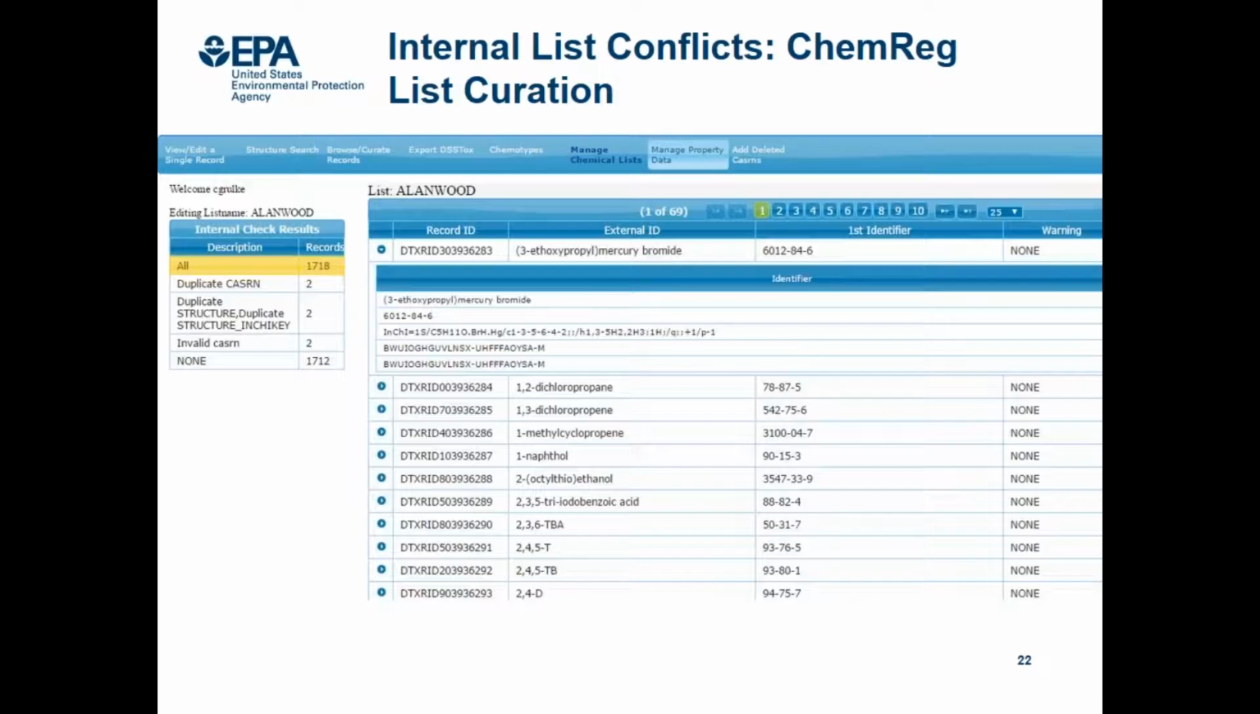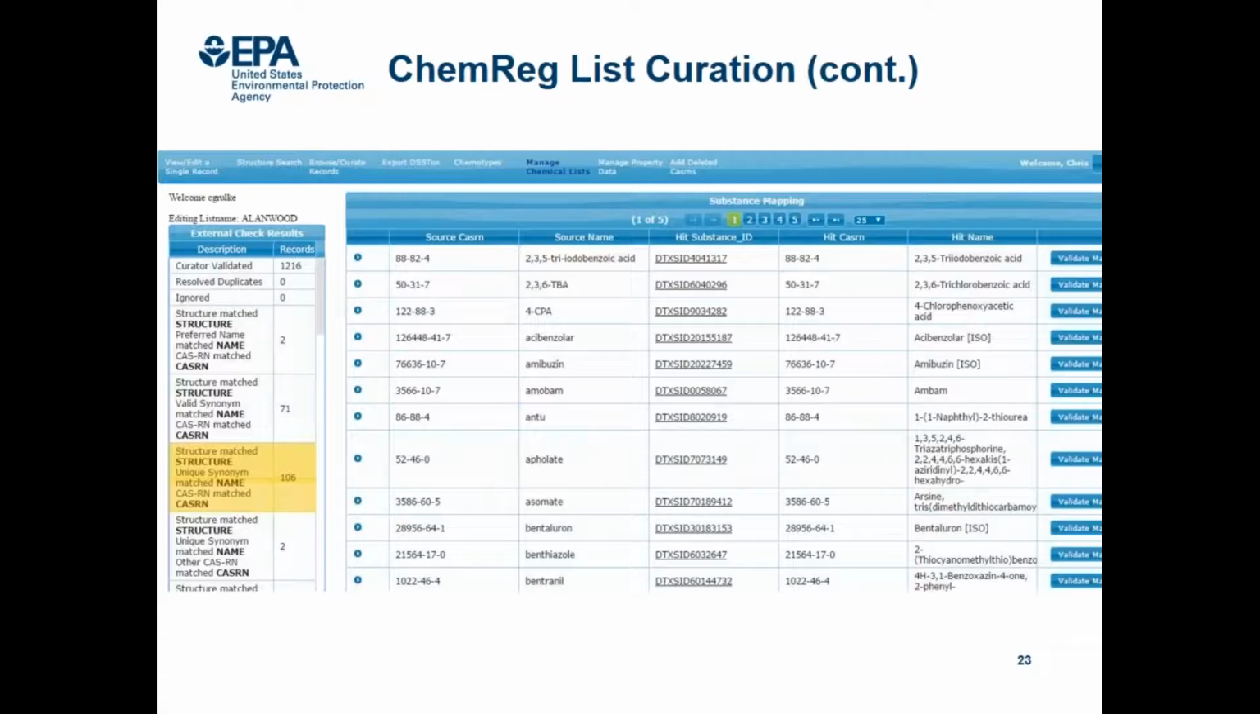And the way we do that is through a list curation interface. So this is a list that we pulled in. It's the Alan Wood database. It's commonly referenced as one of the best pesticide databases that are available on the web. And if you take a look at it, there are cases in the data file that we had from 2 years ago where there were duplicates in that database, where they had a CAS-RN that was on more than one substance, where they had structures that were duplicated across substances in their database. And then they had 2 cases where their CAS-RN was not even a valid CAS-RN. It didn't meet checksum requirements, or it did not have proper CAS format.